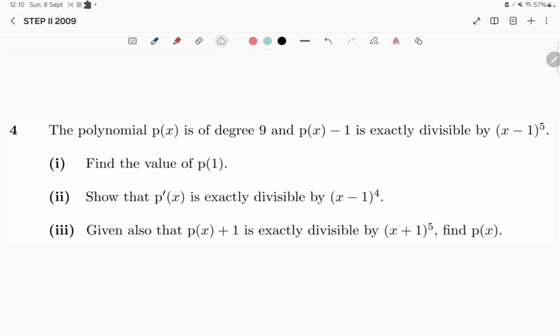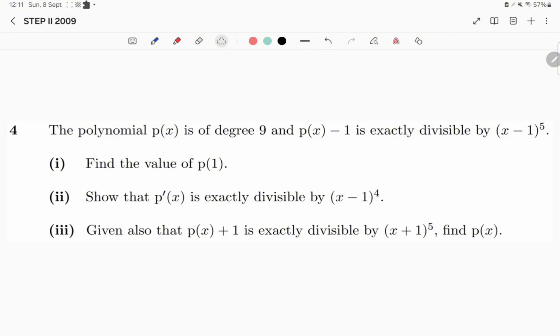Hello and welcome back. Today I'll be doing question 4 from the 2009 STEP paper 2. So this is a question about polynomials. Let's get started. The polynomial p of x is of degree 9 and p of x minus 1 is exactly divisible by (x minus 1)^5.